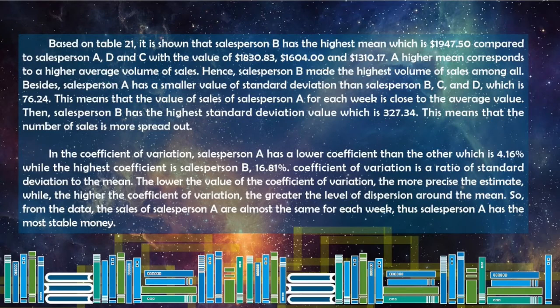The coefficient of variation is the ratio of standard deviation to the mean. The lower the value of the coefficient of variation, the more precise the estimate, while the higher the coefficient of variation, the greater the level of dispersion around the mean. So, from the data, the sales of salesperson A are almost the same for each week. Thus, salesperson A has the most stable income.